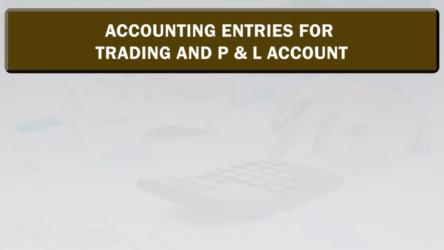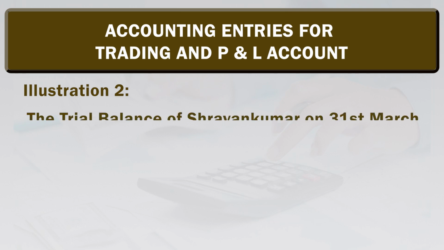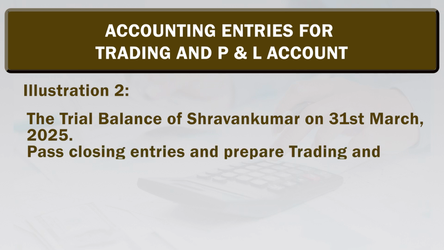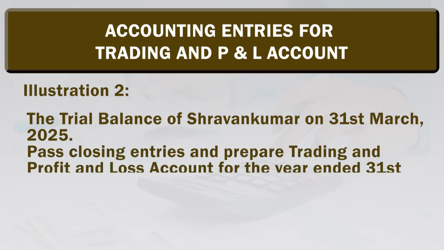Now we will study a combined illustration showing accounting entries for trading account and profit and loss account. Friends, illustration number 2, we are given the trial balance of Shranav Kumar on 31st March 2025. Here we have to pass the closing entries for trading account and profit and loss account. The trial balance is given to us on 31st March 2025.